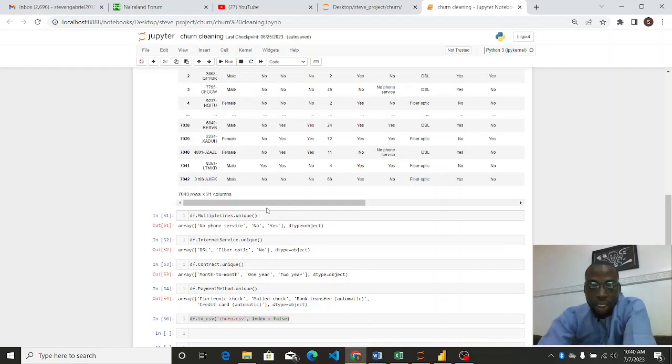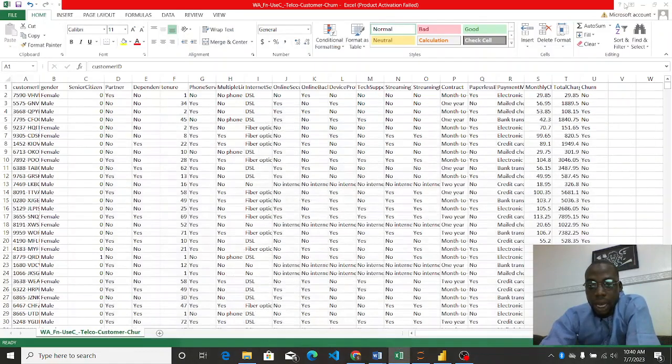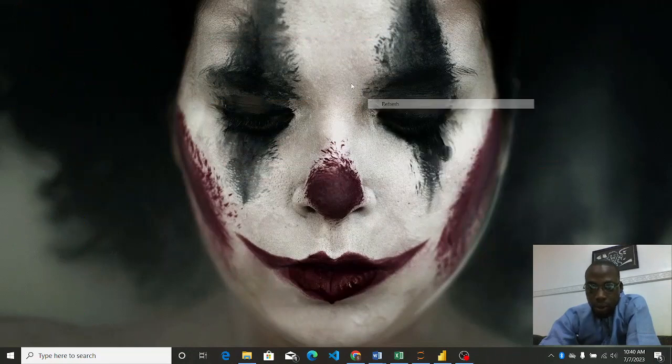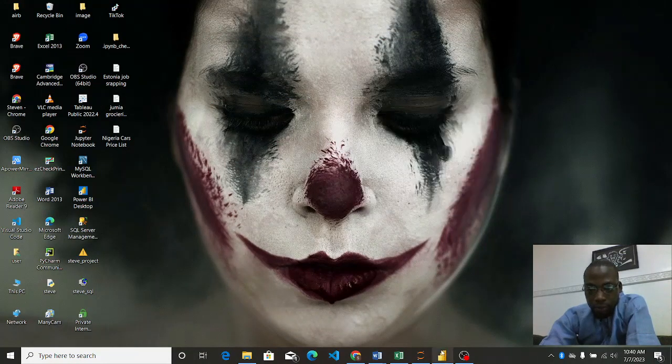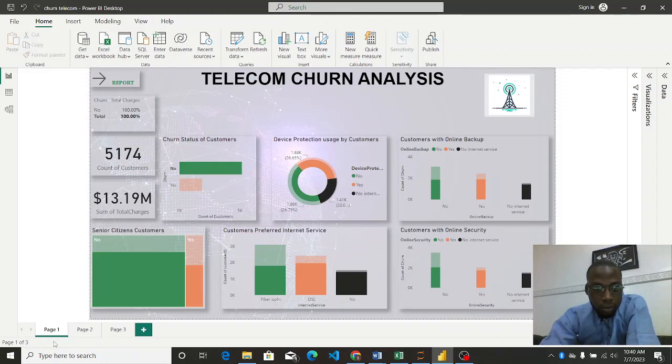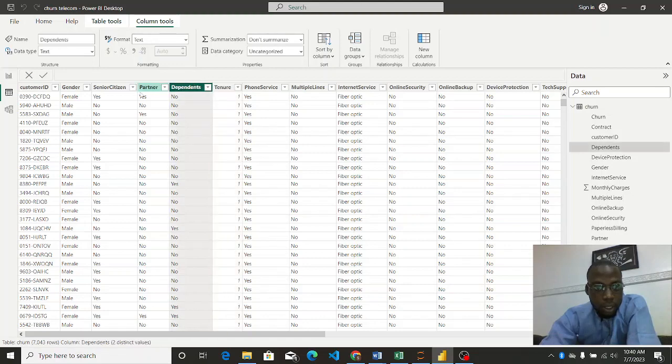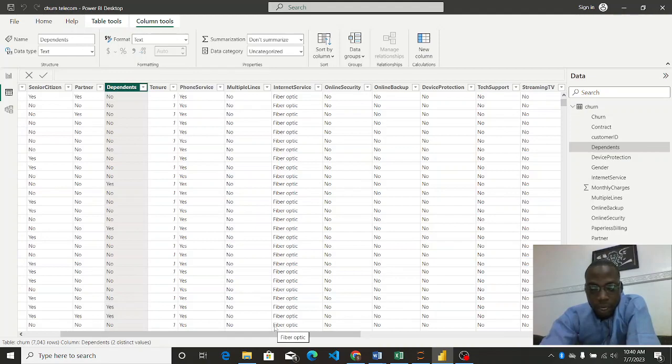So I extracted the clean data, and then I had to load it into Power BI. You can see now that this is the data. This is the same data because we are in data view now.